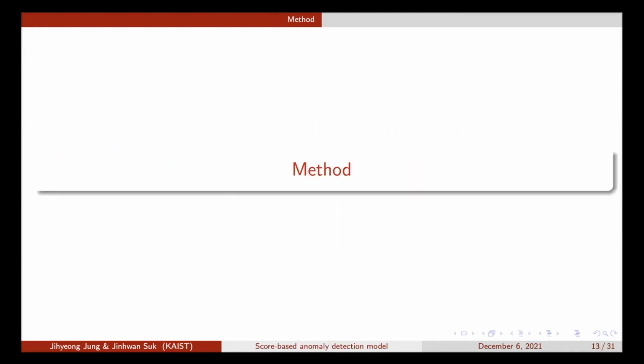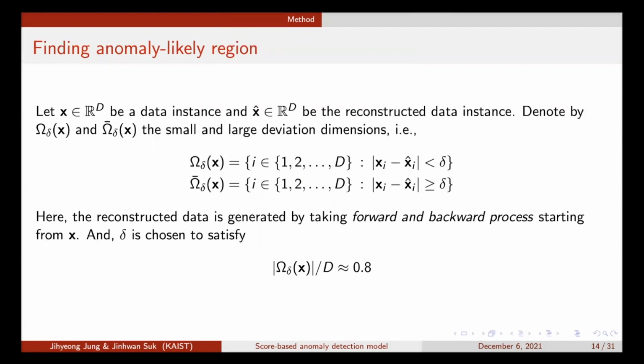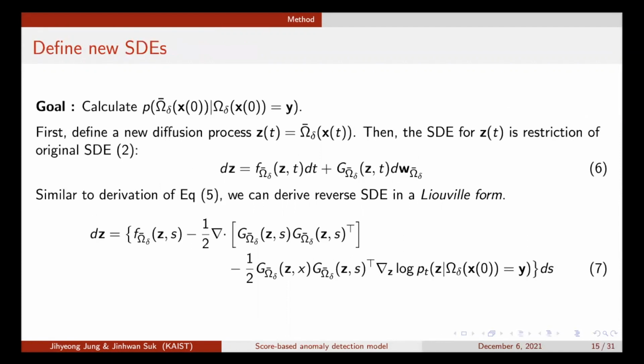We now introduce our method. Here we introduce how we separate the image into normal and abnormal regions. First, we postulate that the pixels whose deviations between the original image and the denoised image are big would be more likely to be anomalous pixels. So we denoise the image by taking the forward and backward process sequentially, and we made the ratio of the normal region to be 80%. After separating the images, we now calculate the probability of the anomalous region given the normal candidate region.